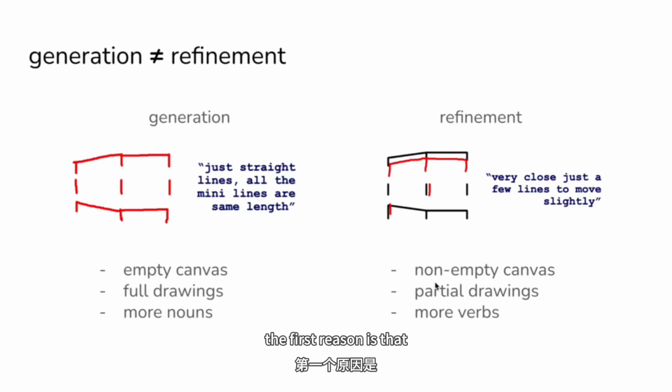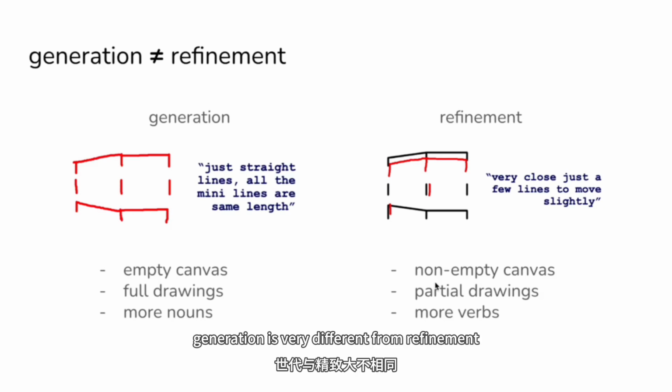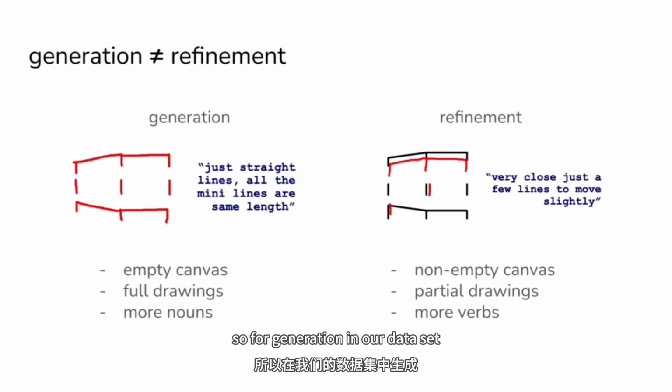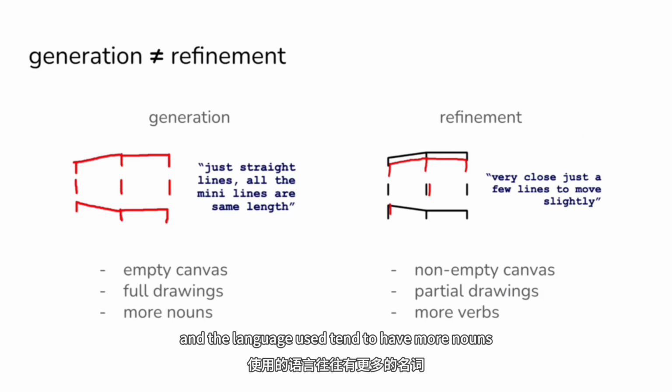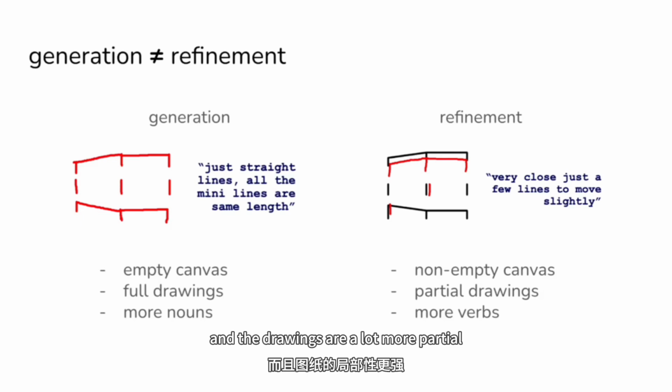Here are some reasons. The first reason is that generation is very different from refinement. So for generation in our dataset, we start with an empty canvas. Participants tend to have full drawing for the entire design, and the language used tends to have more nouns. But for refinement, the canvas is not empty, and the drawings are a lot more partial. If you look at the red lines here, they are not the entire drawing of the entire design. And then they use more verbs in the language instruction.